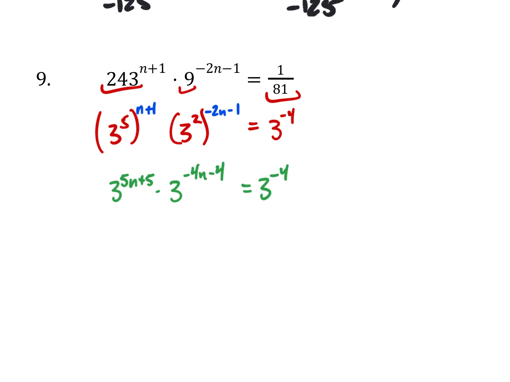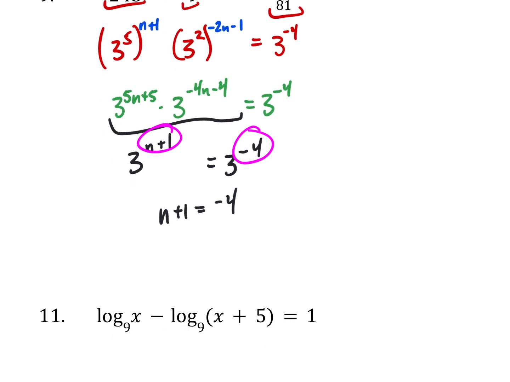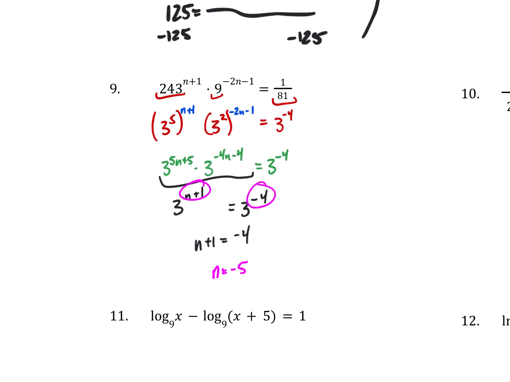Now I have these two that can be combined by adding the exponents because they're like bases. So I get 3 to the 5n minus 4n is 1n, and then 5 minus 4 is 1. So I get 3 to the n plus 1 equals 3 to the negative 4. And so I can conclude that n plus 1 is equal to negative 4 because otherwise, how else could it be? These exponents have to be the same. So then I just get n equals negative 5. We should check our work at the beginning. It should work just fine.